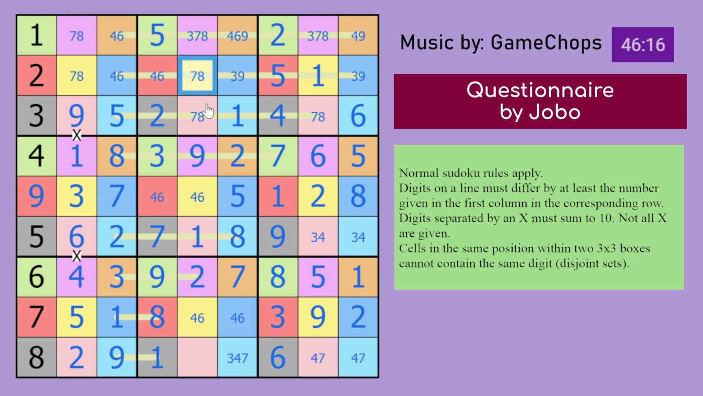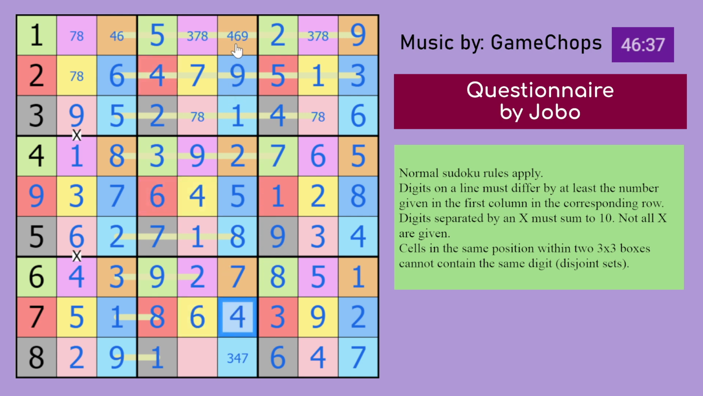This 7, 8 pair removes 7 from that cell, so that's 4. That's 7. This 4 sees that, so that's 3. That's 4. This 4 sees that, so that's 9. That's 3. That's 9. So this has to be 7. So that has to be a 4. So that has to be 6. And we are cooking with gas.